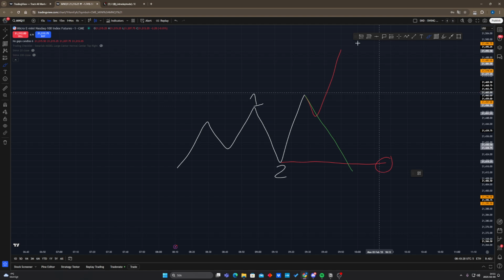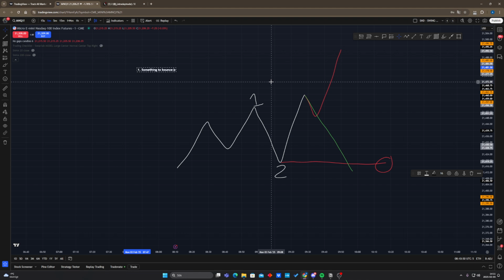Okay. So by price going basically down here and going back up here, there's a reason for it. And if price just pushed down into this level, there's a reason for it as well. Okay. We can divide it up into 3 sections. Number 1 is something to bounce on.